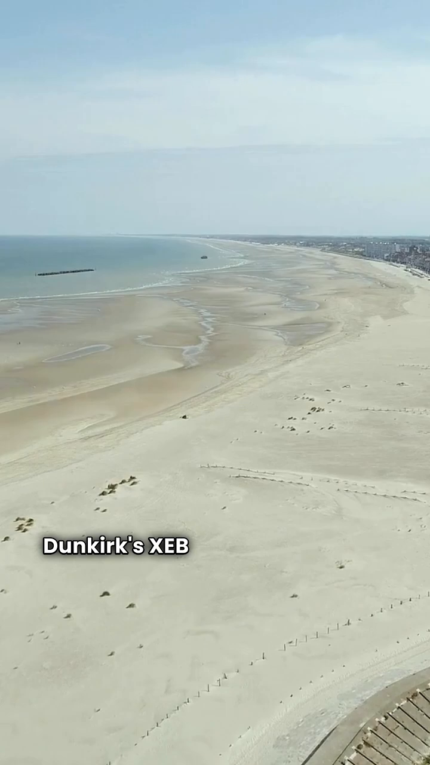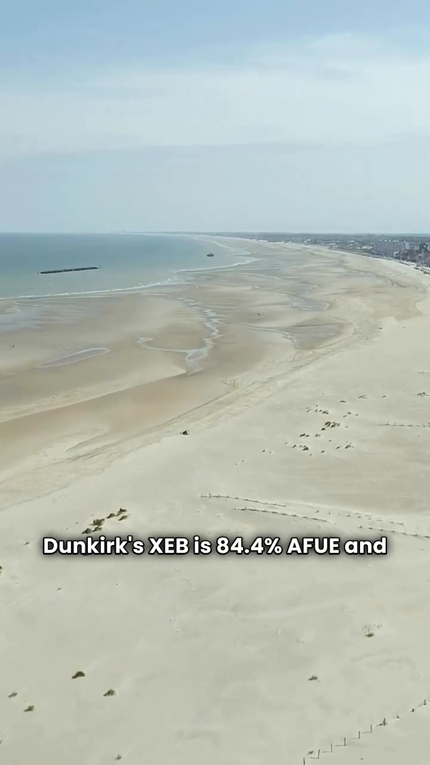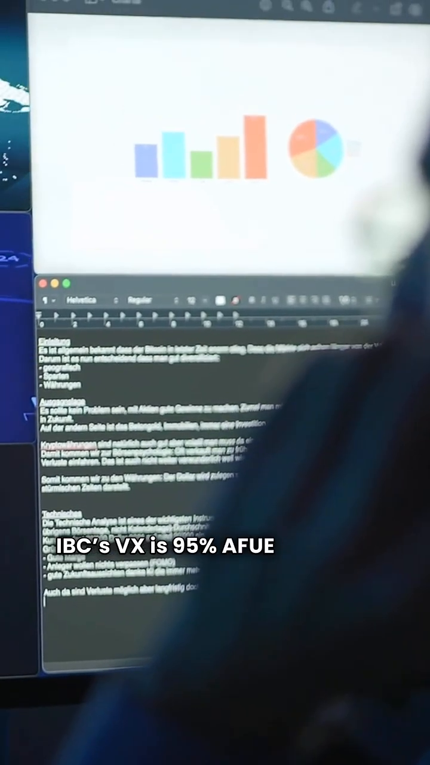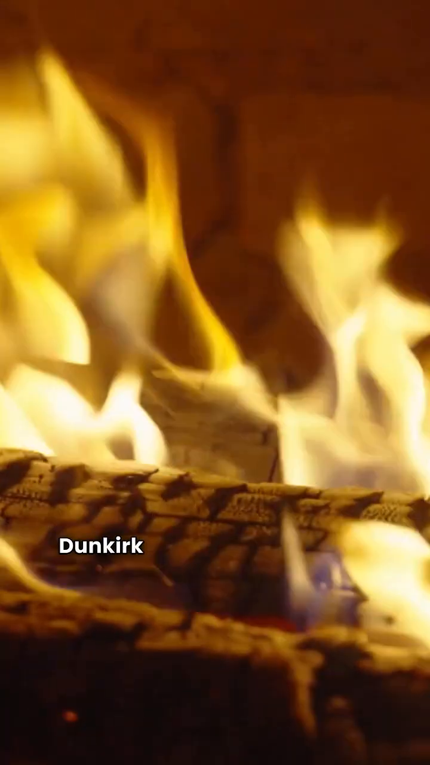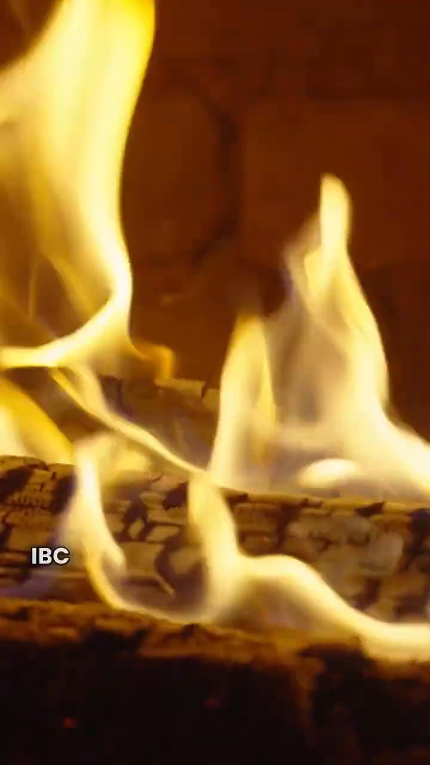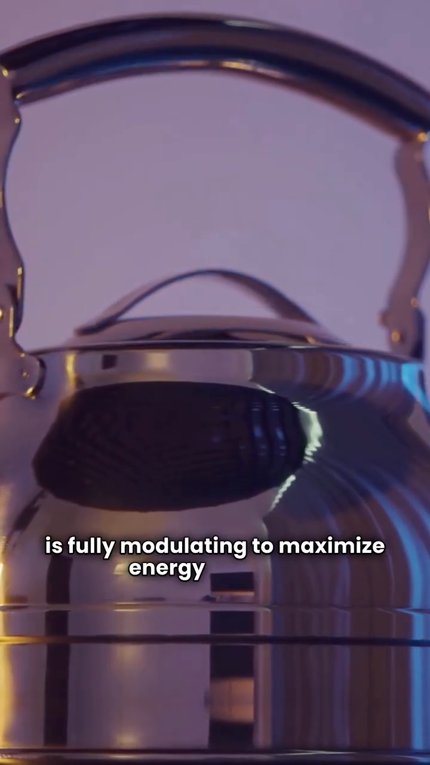Dunkirk's XEB is 84.4% AFUE and non-condensing. IBC's VX is 95% AFUE and fully condensing. Dunkirk is a traditional floor standing unit with no modulating control. IBC is a wall mounted unit that is fully modulating to maximize energy savings.